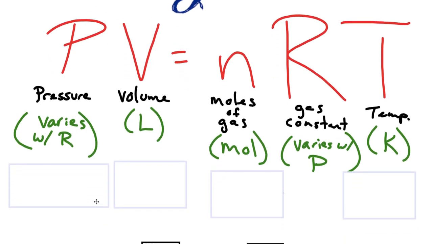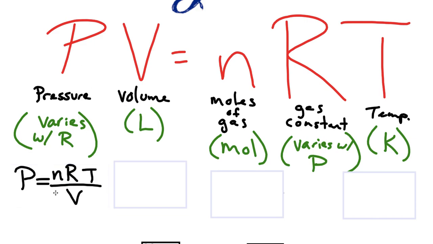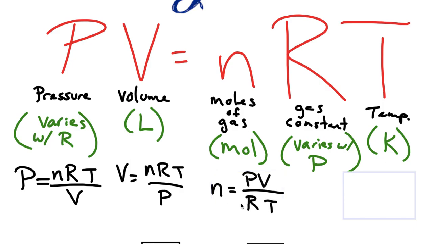For those of you that rearranging equations is a little tricky, if I want to solve for just P, this is what my new equation would be. I'm going to divide V under nRT. If I'm solving for V, then it's nRT over P. If I'm solving for n, it's PV over RT. And if I'm solving for T, it's PV over nR.